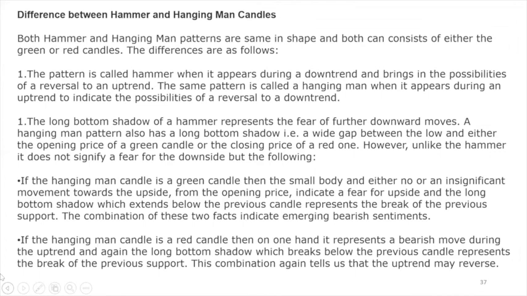If the hangman candle is a red candle, then it represents the bearish movement during the uptrend. Again, a long bottom shadow which breaks the price represents a break of the previous support. The combination gives you a sign the uptrend may reverse. That's what I told you.